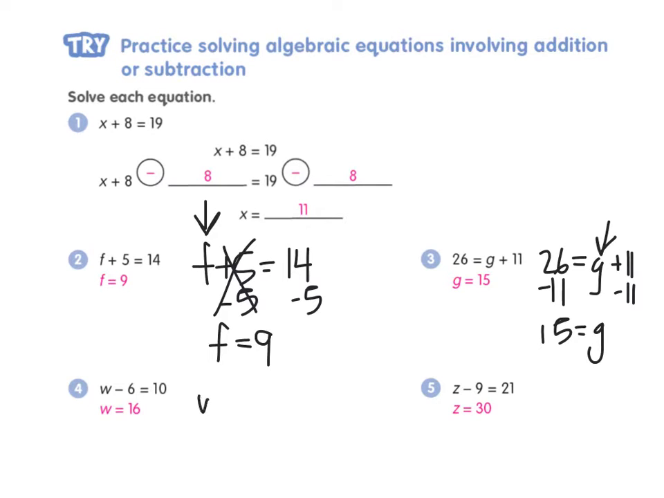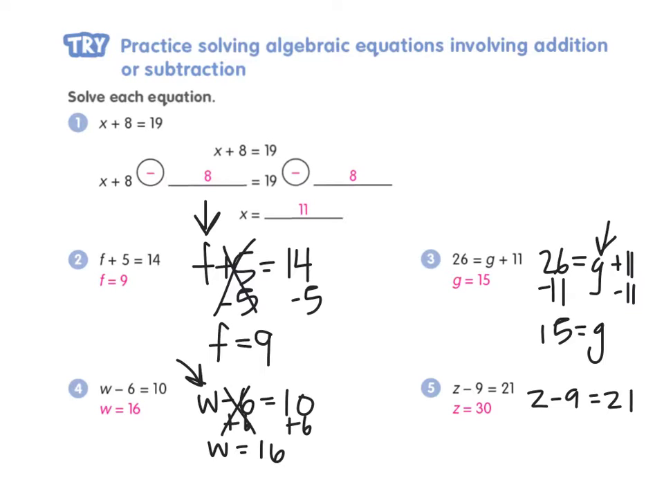Number 4, we have w minus 6 equals 10. To isolate this variable, I have to add 6 to both sides. Then these will cancel, and I will get w equals 16. And for number 5, we want to isolate the z by adding 9 to both sides. Then we will find that z is equal to 30.